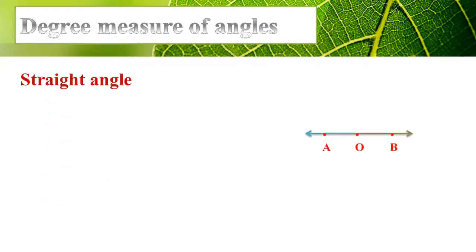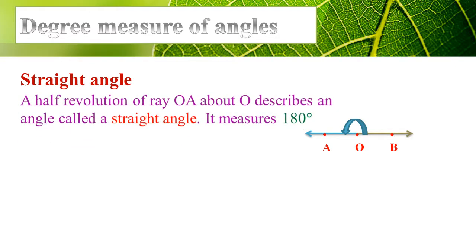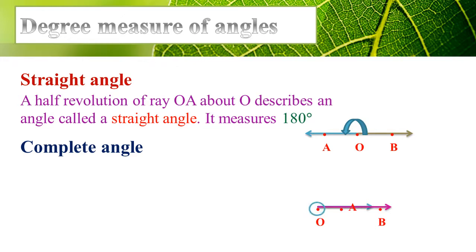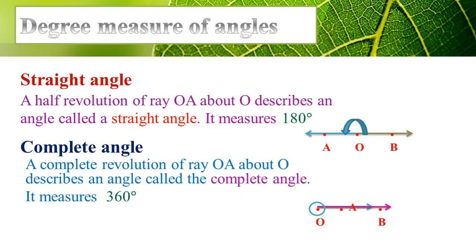Straight angle. Look at this picture that shows 180 degrees, isn't it? A half revolution of a ray OA about O describes an angle called a straight angle. It measures 180 degrees. Complete angle. Look at this picture. A complete revolution of a ray OA about O describes an angle called the complete angle. It measures 360 degrees.